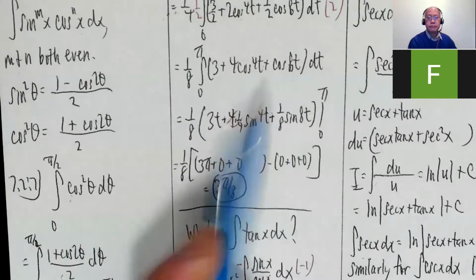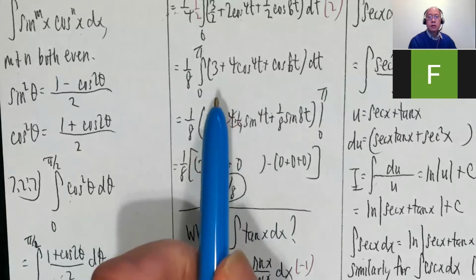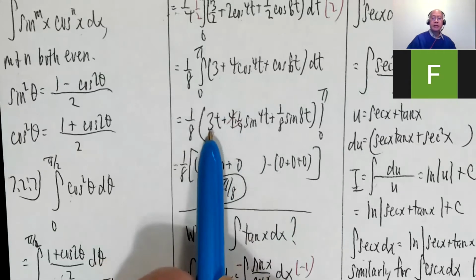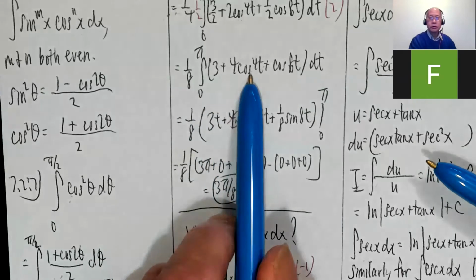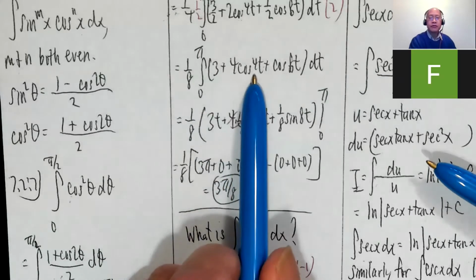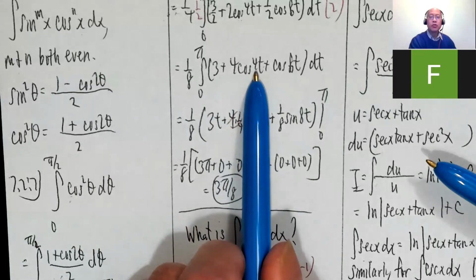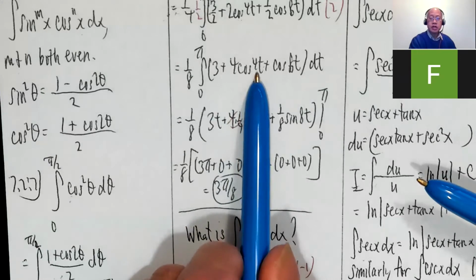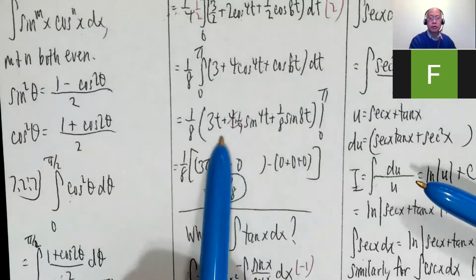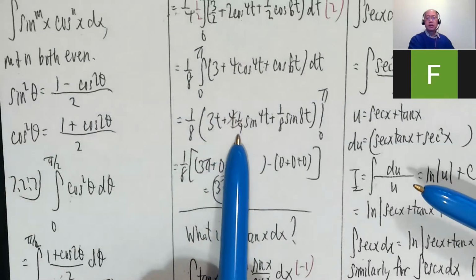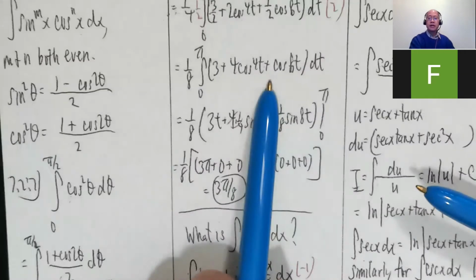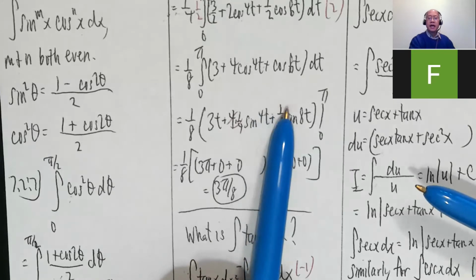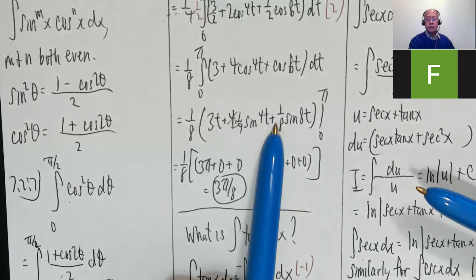All right, so integral of 3 dt is 3t. Integral of 4 cosine 4t is 4 sine of 4t times 1/4. Again, if you differentiate, you would multiply by 4. Since I'm integrating, I divide by 4 and multiply by 1/4. Very conveniently, the 4 is canceled out. And the integral of cosine 8t is sine 8t times 1/8.